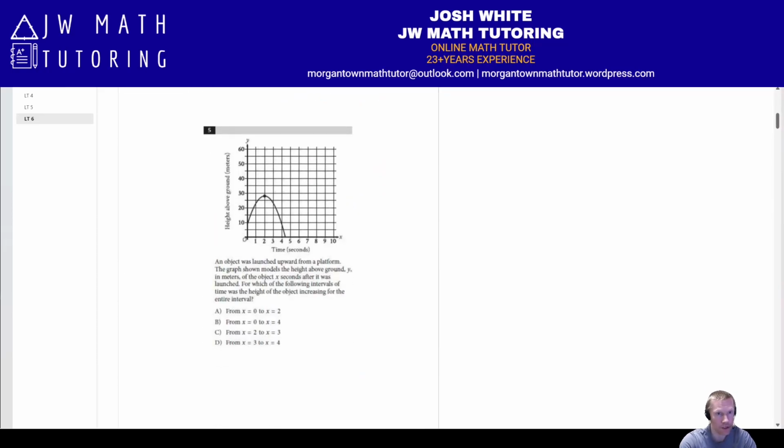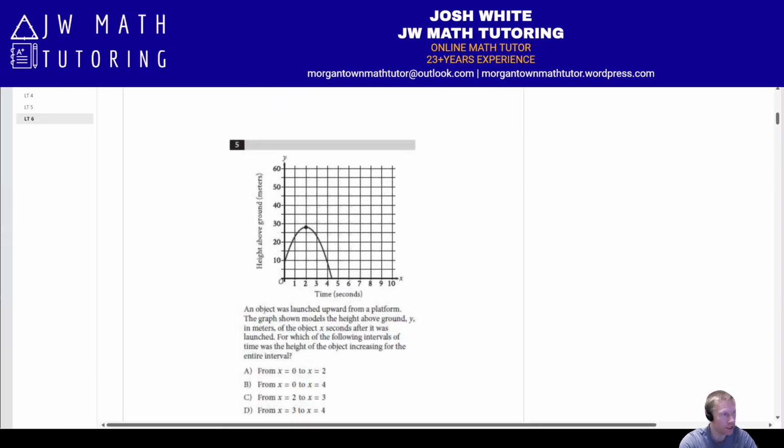All right, next up, we have question number 5. Let me just zoom in here. Here you have an object that's being launched upward into the air, and then it falls back down to the ground. During which of these intervals was the height of the object increasing? Notice it's going to be from 0 to 2. The height starts off at 10, it goes up and reaches its maximum at 2 seconds, and then it is decreasing until it hits the ground at 4 point whatever seconds. So the correct answer to this is just letter A, from x equals 0 to x equals 2.